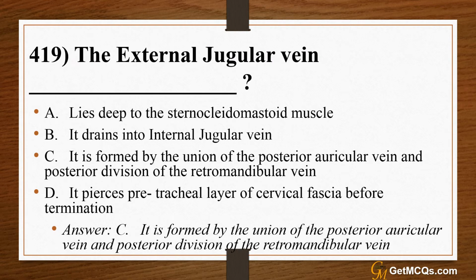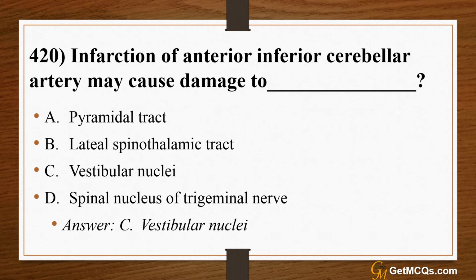419. The external jugular vein? Answer: C. It is formed by the union of the posterior auricular vein and posterior division of the retromandibular vein. 420. Infarction of anterior inferior cerebellar artery may cause damage to? Answer: C. Vestibular nuclei.